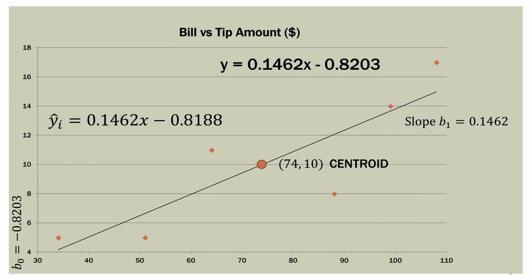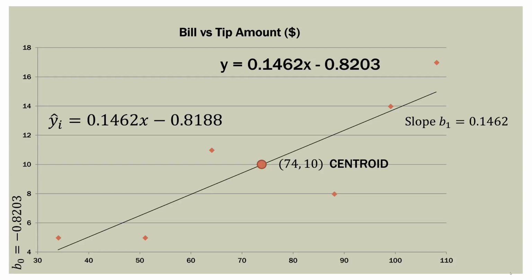So here is our regression equation. Y equals 0.1462x minus 0.8203. The numbers might be a little bit different depending on what you use. I think I used Excel for one and maybe JMP for another one, but they're basically the same thing. So our slope is 0.1462. Our intercept, which you don't really pay attention to in this case, is negative 0.8188 or 0.8203, depending on which one you're looking at. The centroid, which again is the mean of each variable, is 74 and 10, which will be important in other analyses.